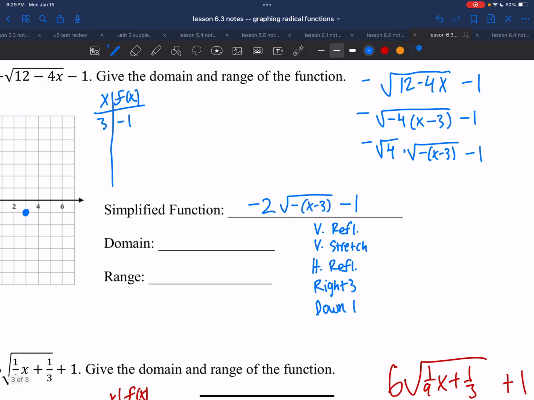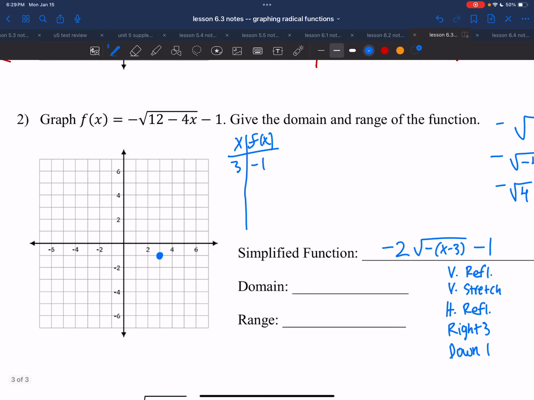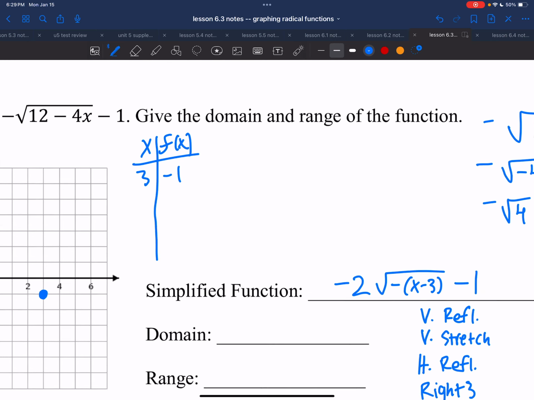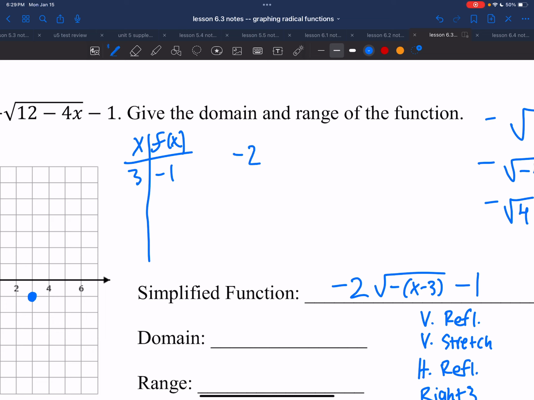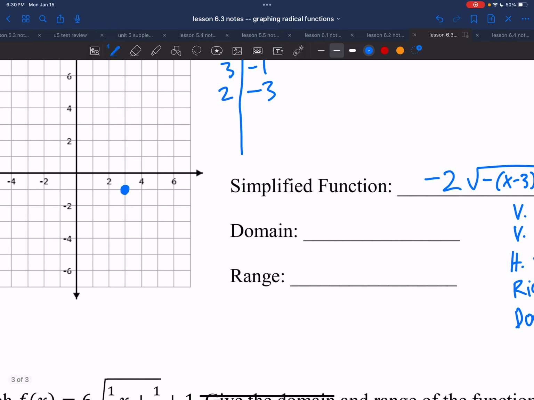It is probably easiest to deal with this function, to plug in numbers, if I distribute that negative and say it's 3 minus x. Because then I can mentally figure out what I need to subtract from 3, right? 3 minus 3 is 0. Nice. 3 minus 2 is 1. Square root of 1 is 1, times negative 2 is negative 2. Minus 1 is negative 3. So 2, negative 3. It's right there.